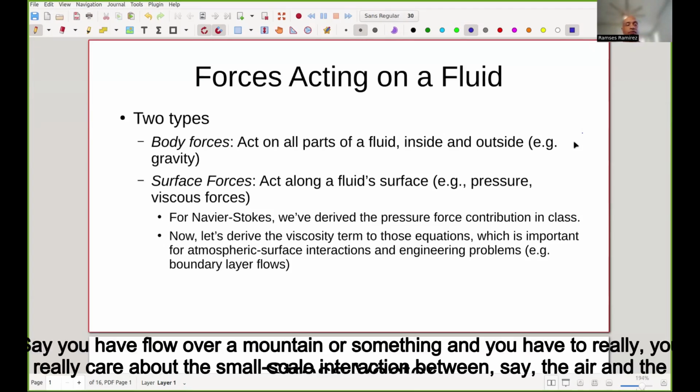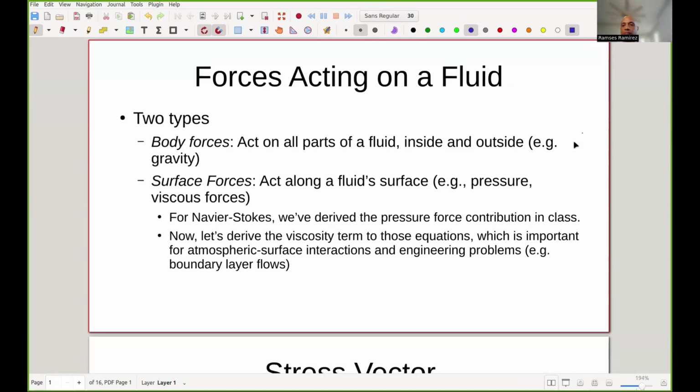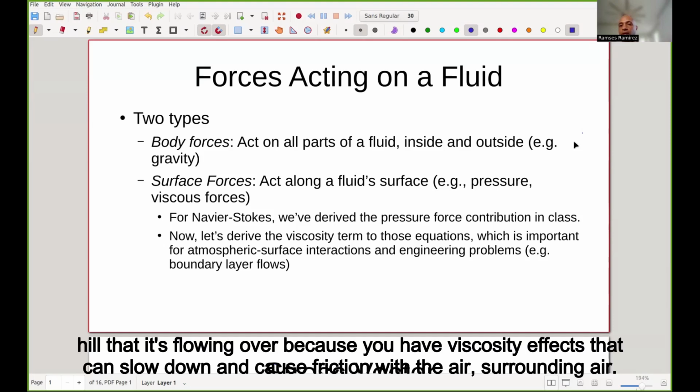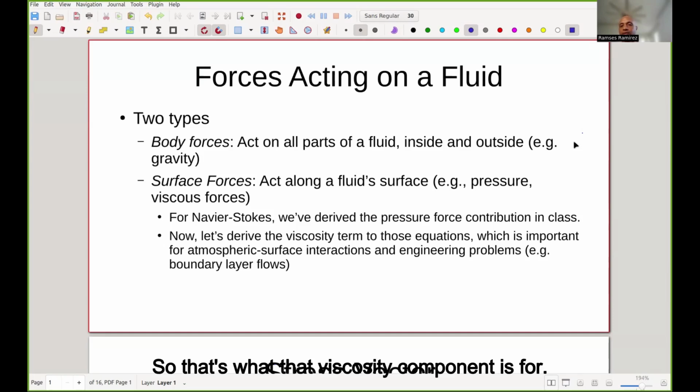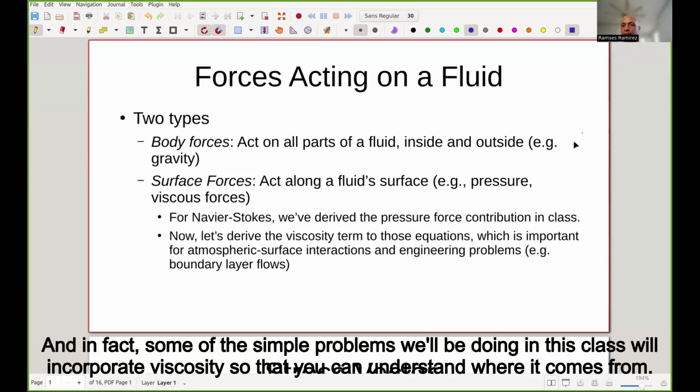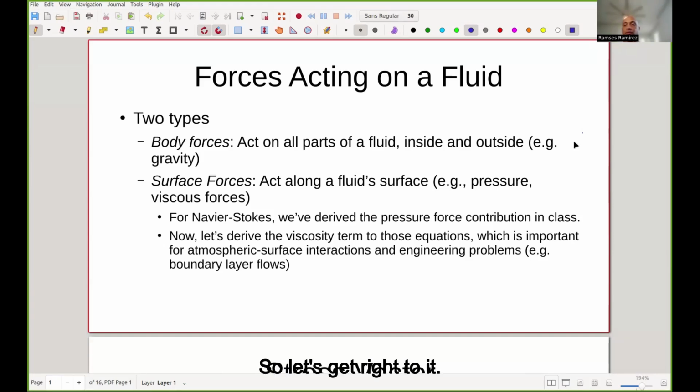Say you have flow over a mountain, and you really care about the small scale interaction between the air and the hill it's flowing over, because you have viscosity effects that can slow down and cause friction with the surrounding air. So that's what that viscosity component is for. It's also for various engineering problems. In fact, some of the simple problems we'll be doing in this class will incorporate viscosity so that you can understand where it comes from. So let's get right to it.